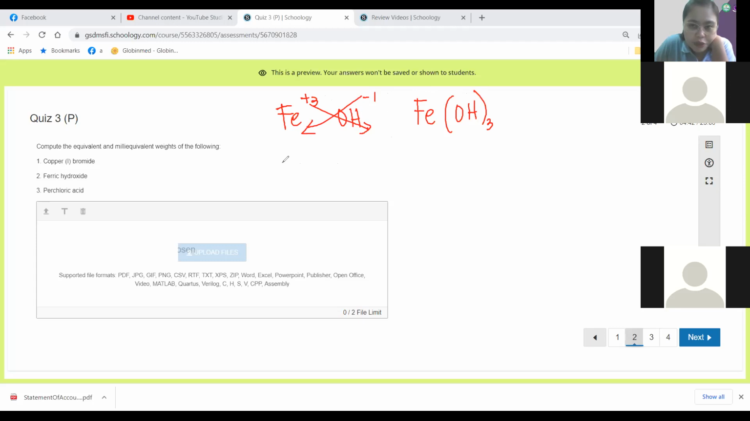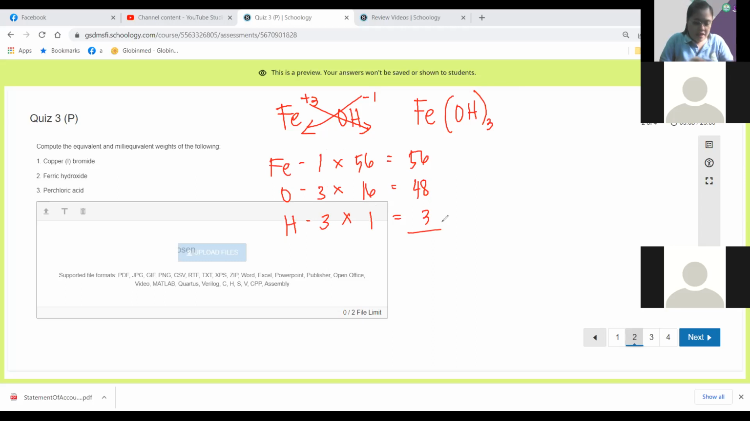And then if we're going to compute for the molar mass, this is Fe, oxygen, and hydrogen. 1 atom for iron, 3 for oxygen, and then 3 for hydrogen. And then iron is 56, oxygen is 16, and then hydrogen is 1. So this is 56, 48, and 3. And then let's add.